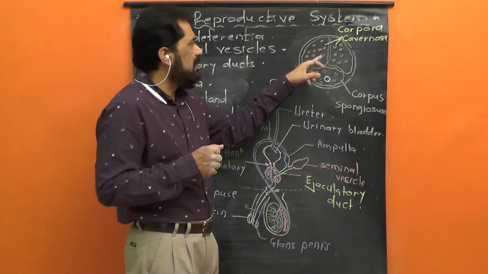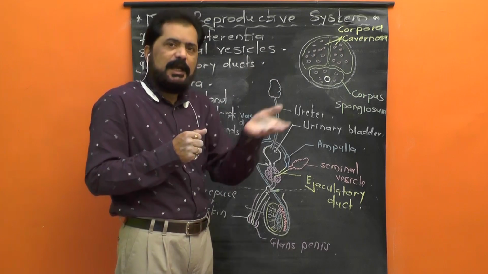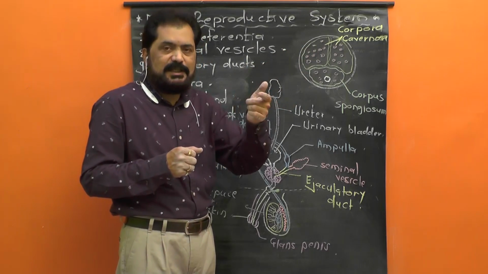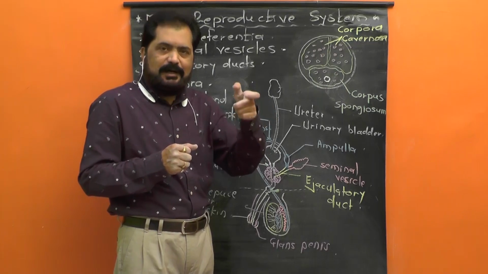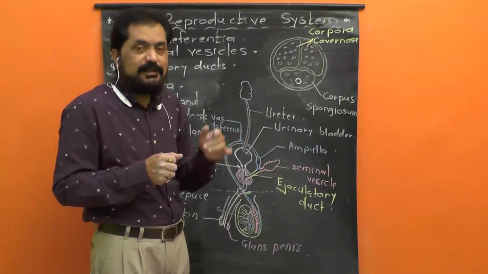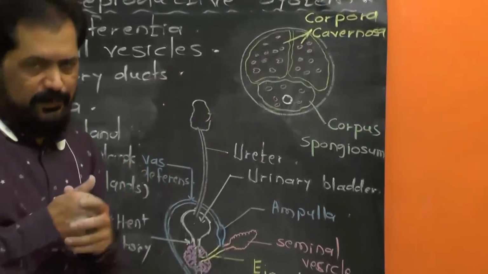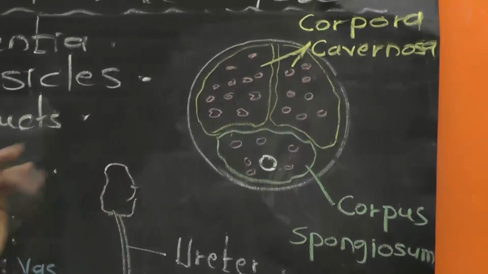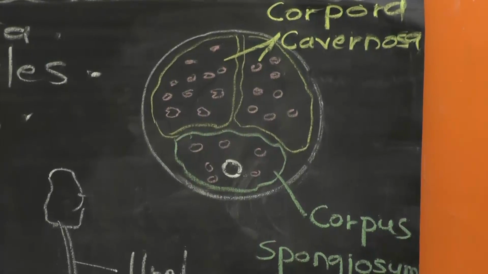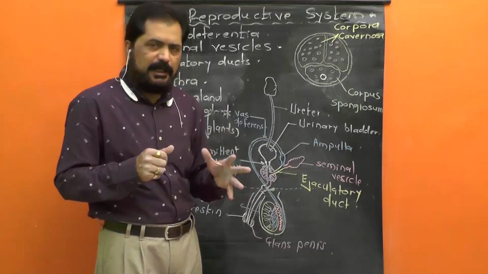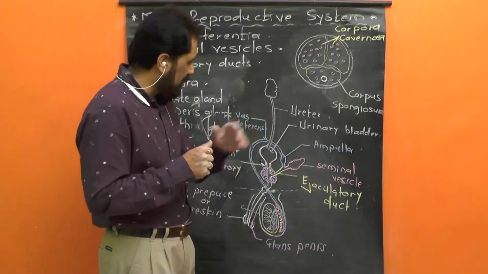And because of which the soft and pendulous penis becomes long, hard and erect, necessary to insert it into the vagina of the female. So here we have studied about the penis. In this manner we have completed the entire study of the male reproductive system.